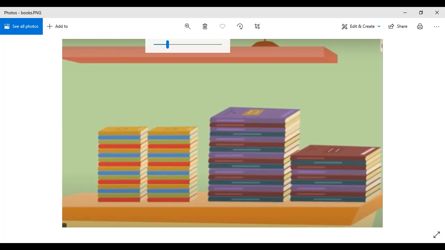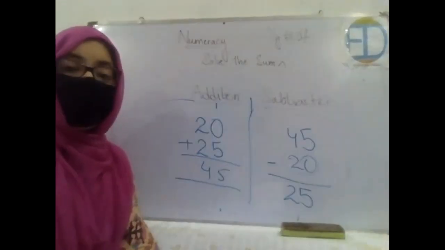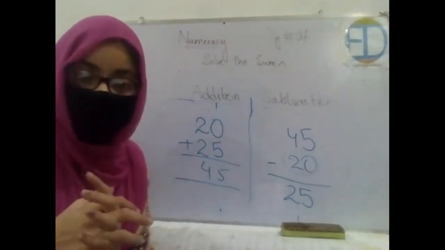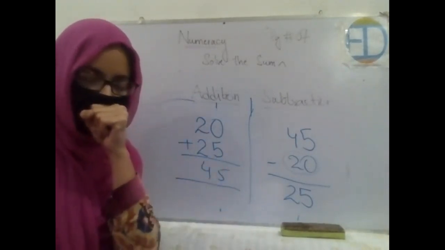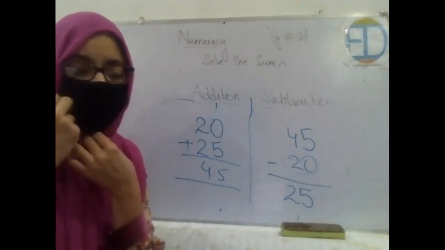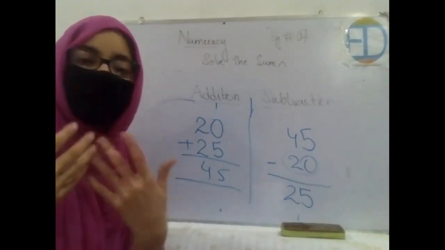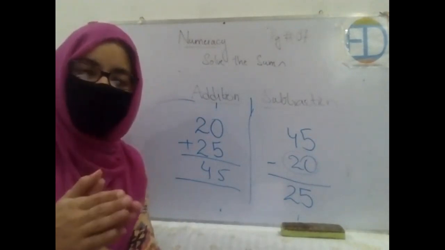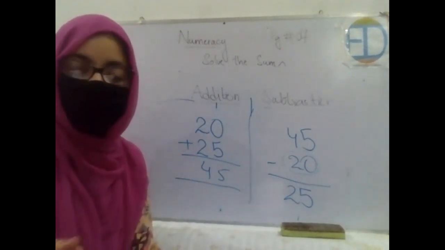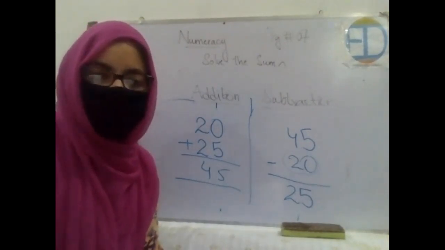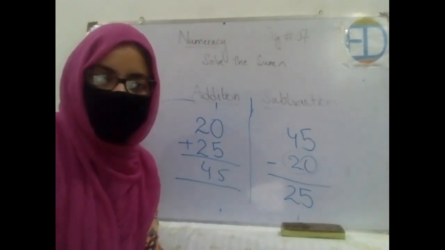Got it? So what do we do in addition? Who is going to tell me? Yes, we add things together, we put them together, right? And what do we do in subtraction? We find the difference between two numbers. Basically, we subtract one number from the other one, right? Okay, now let's watch some interesting videos related to addition and subtraction first, and then we will move forward.